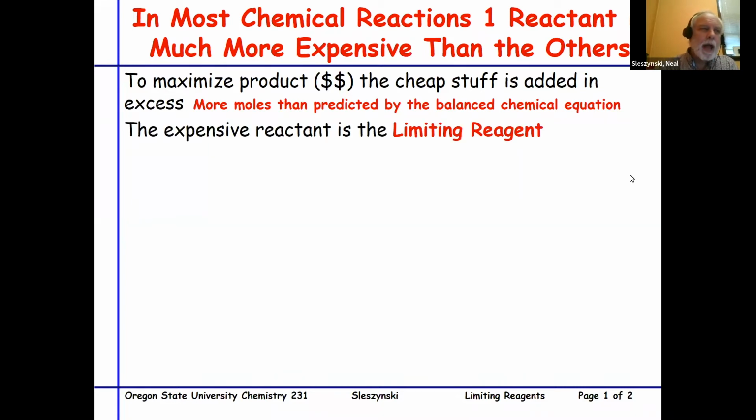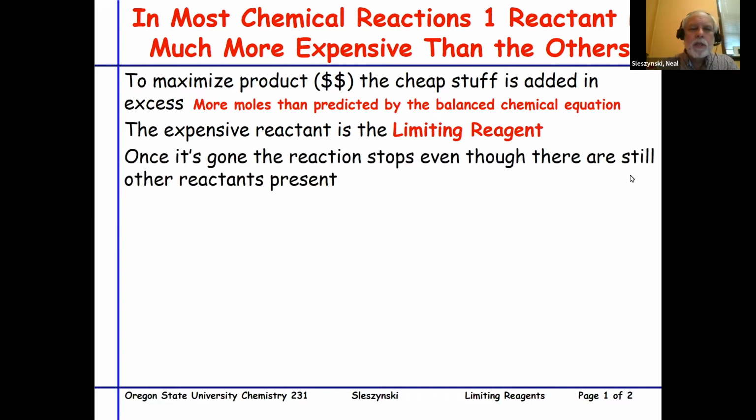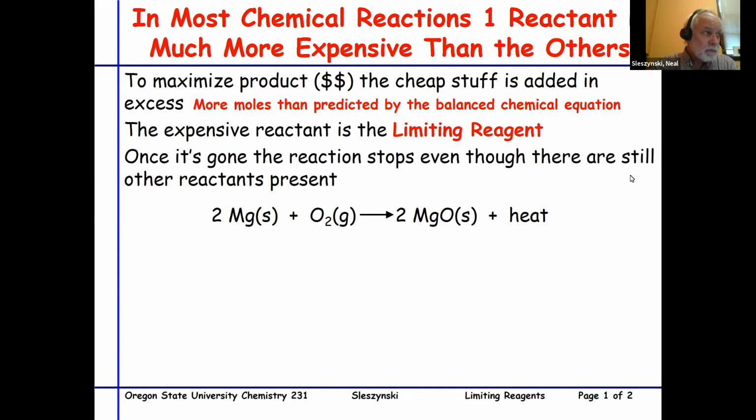And by excess, we mean we add more moles than predicted by the balanced chemical equation. The expensive reactant is referred to as the limiting reagent. By limiting reagent, we mean once it's gone, the reaction stops, even though there are still other reactants present. Well, let's look at a chemical reaction we've looked at previously, which is the oxidation of metallic magnesium in the presence of gaseous oxygen to give us magnesium oxide, plus a lot of heat. If you've ever seen this reaction, the magnesium actually bursts into flames.